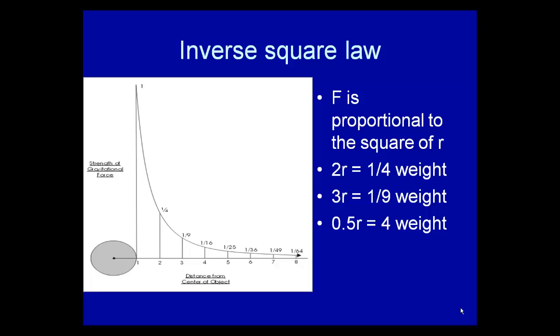Now, a key thing that gets people sometimes is when you get closer. If you cut the radius in half, you have 1/2 squared on the bottom. 1/2 squared is 1/4.